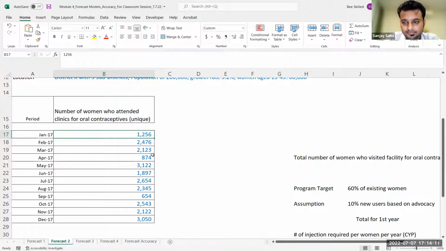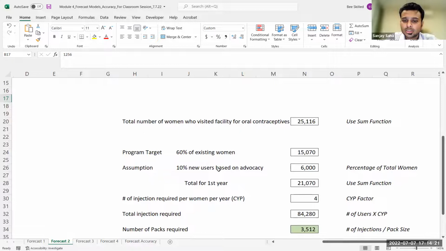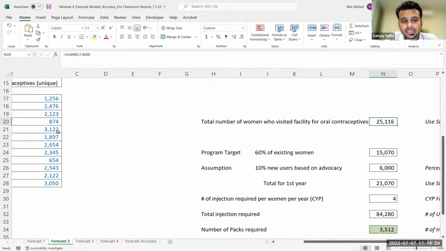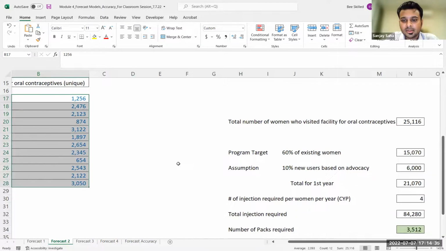This is services data. This is exactly what we were talking about: how many patients or consumers visited the facility. So if you look at the calculations here, the first one is the total number of women who visited the facility for oral contraceptives. So we use the sum function here. We take the sum of all the 12 months of data.